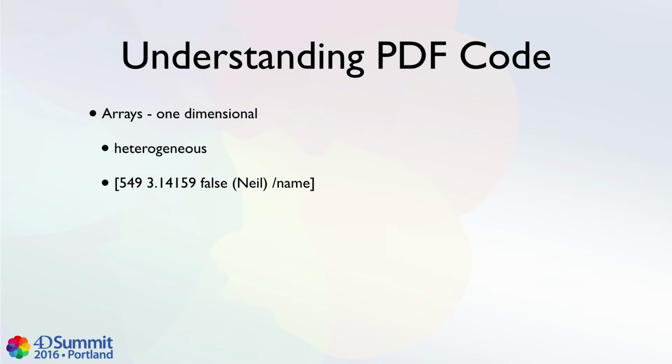So if you look here, we have what looks like an integer, then a real, then a boolean, then a string, and then a name. And that's all elements of the array.